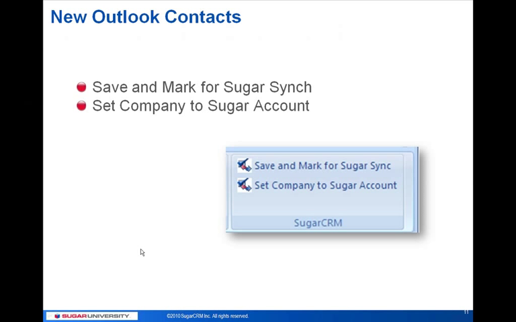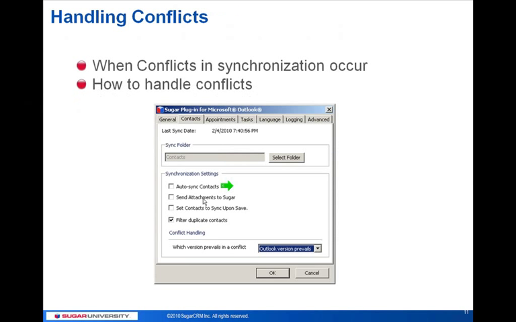So when you compose a new contact or create a new contact, just like with the compose email, you have two new options on your toolbar to save that contact and mark it to sync for Sugar, and then also for the company name, so it will sync to or look up the correct company. You can set that to a Sugar account. Okay, so let me come back to the screen about conflict handling in just a minute.